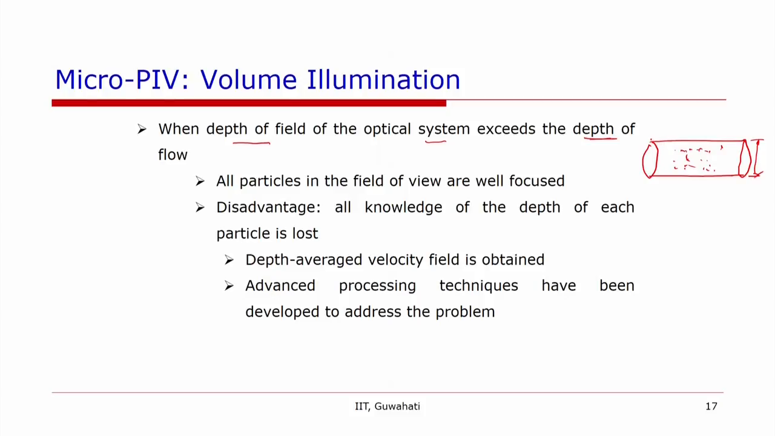So, if one wants to take the velocity measurement, then one will not know at what depth the information is from. What will be obtained is the depth average velocity field, and the depth of the flow will not be taken into consideration. So, the depth, the third dimension of the flow, will not be there. To take this into account, when the depth of field exceeds the depth of the flow, one needs advanced processing techniques. So, this problem can be addressed.